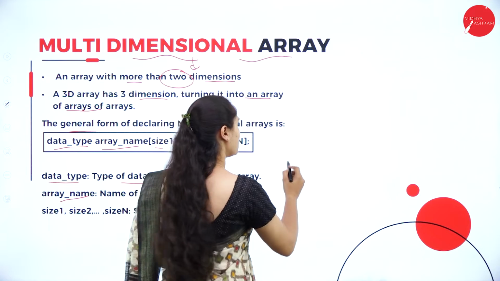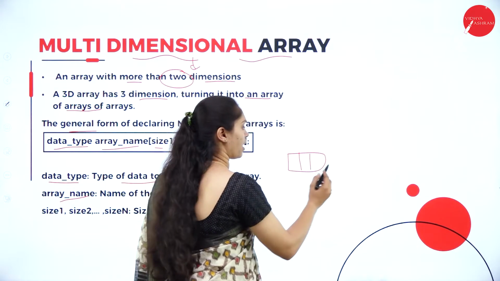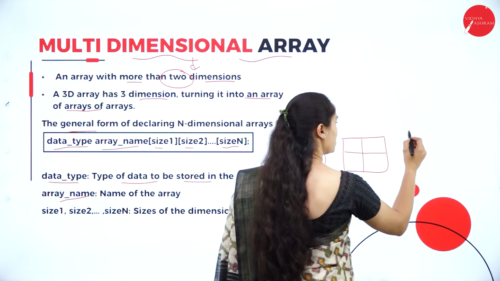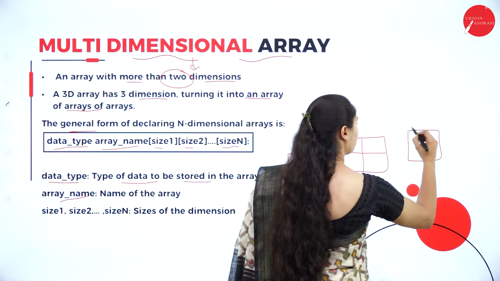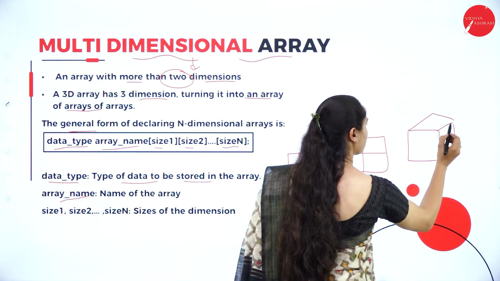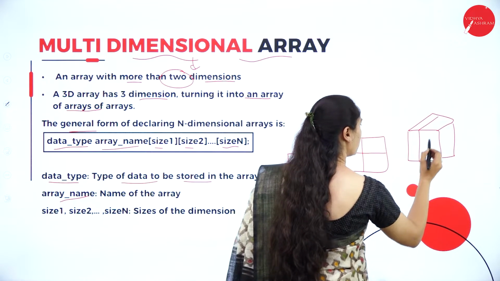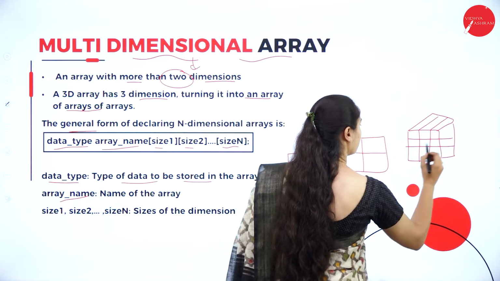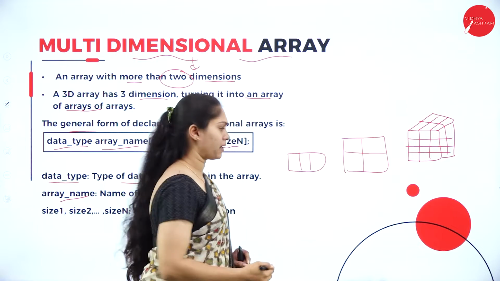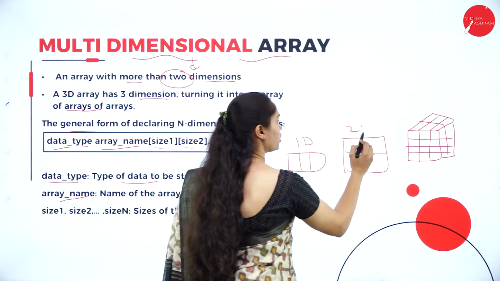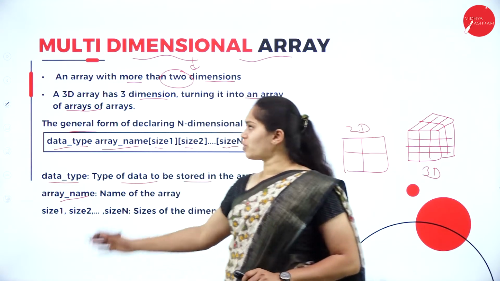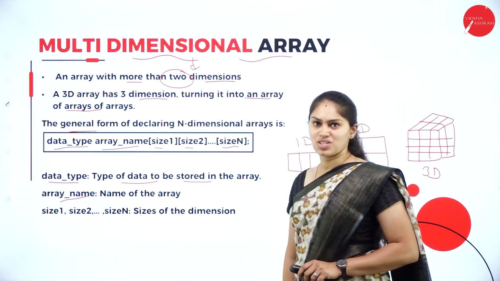So if it is a one-dimensional array, then it will be in this manner. If it is a 2-dimensional array, then it will be in table format. If it is a 3-dimensional array, then it will be like this. It will have more than 2 dimensions. So in this manner, you can expect a 3D. This is 1D, 2D, and this is a 3-dimensional array. Fine. This is the representation of a multi-dimensional array.